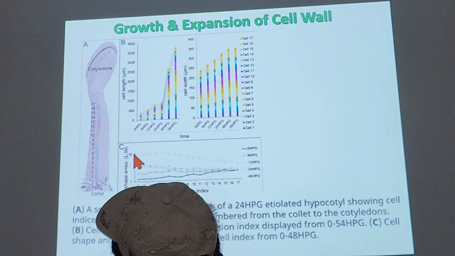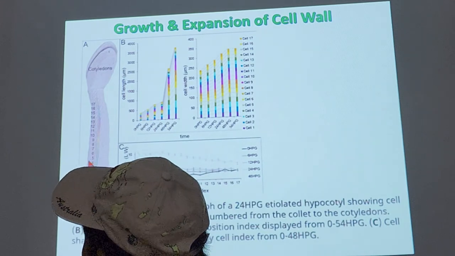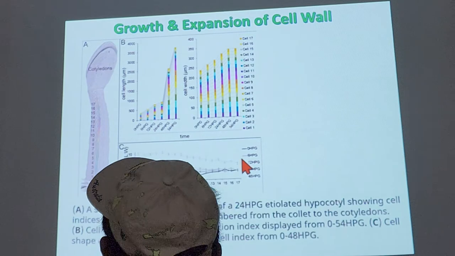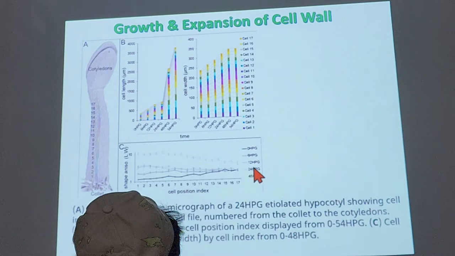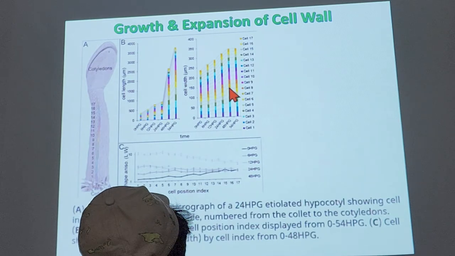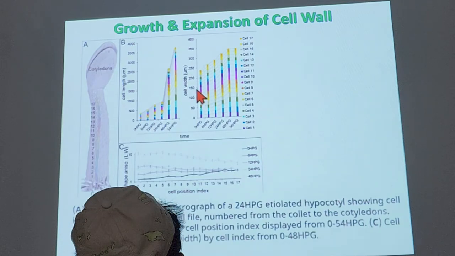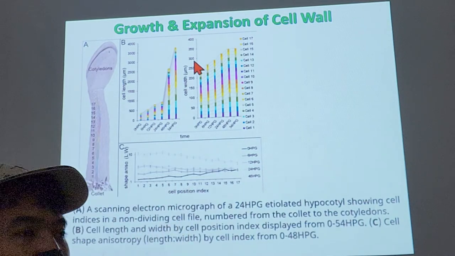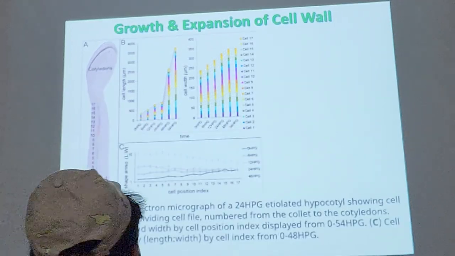Okay. So in this experiment, they labeled the plants from number 1 all the way until number 11, and then they measured the cell length and cell width for 48 hours. You can see that the cell length becomes more and more apparent, more than the cell width. Look at the scale here, all the way until 4000. Look at the cell width, hardly any changes. So this shows you a strong anisotropic growth, okay?